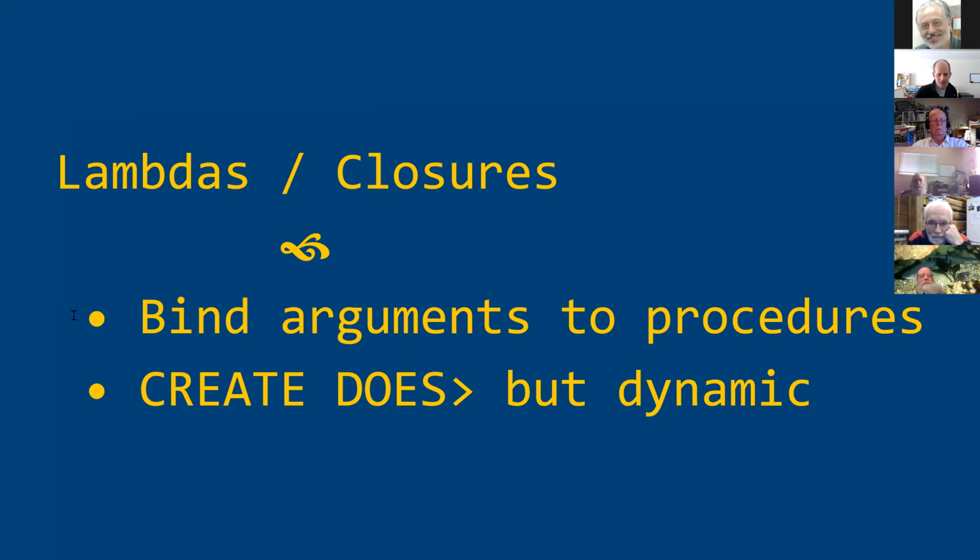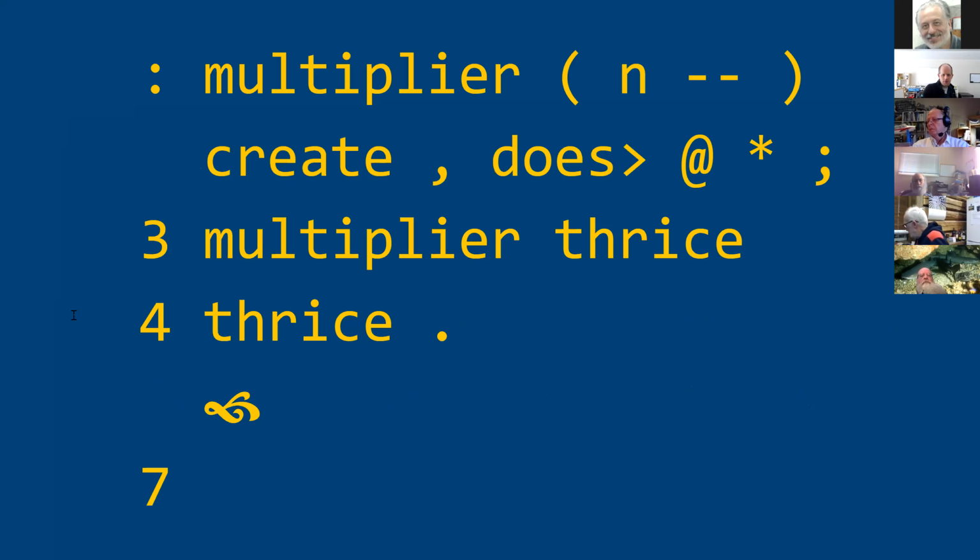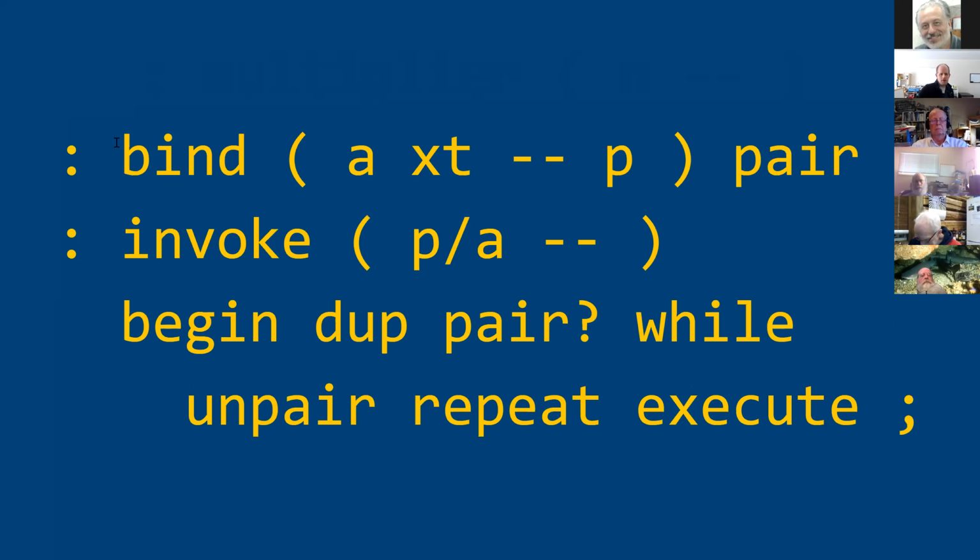A very fascinating thing you can do is add to this the idea of binding arguments to procedures. You can build a multiplier operation with create does, but instead of doing it that way, you can use bind and invoke. Bind and invoke are a pair. Bind lets you bind an execution token to one or more elements by just putting them into a pair, and invoke will unwrap those and put them on the stack.